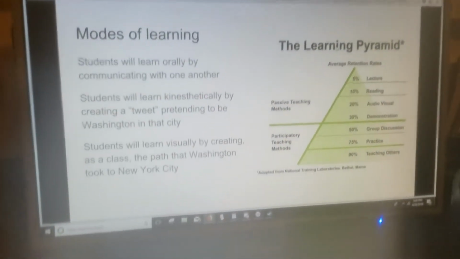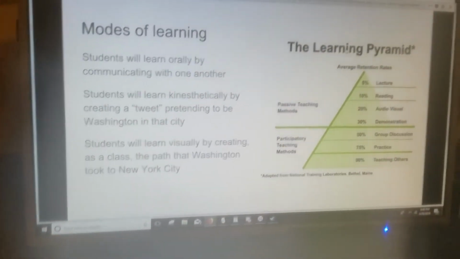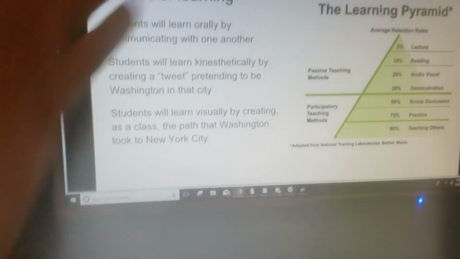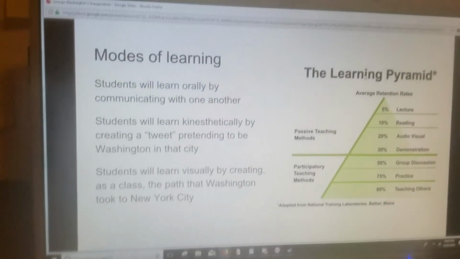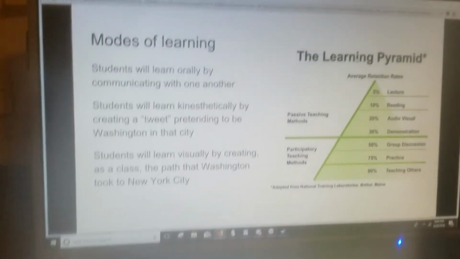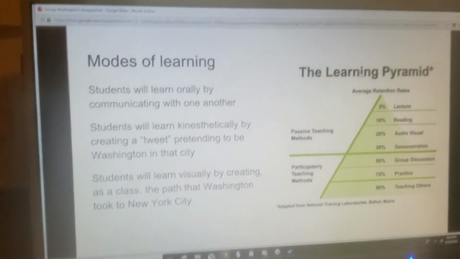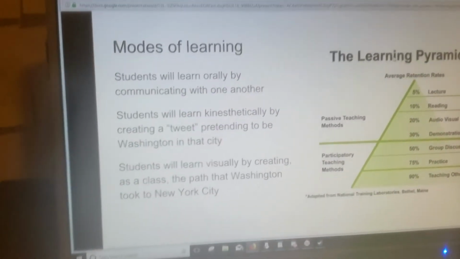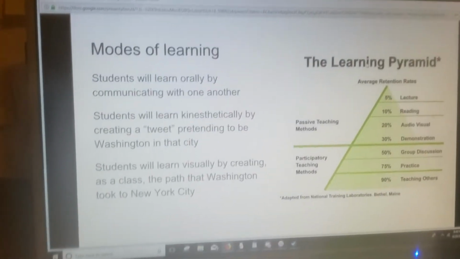By doing this, by creating this path, students will see the path that George Washington took to get to the city. This will help them visually see where he went, how long he took in each place, and how long it took him to travel each area.